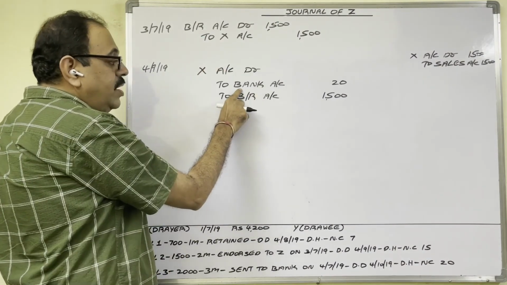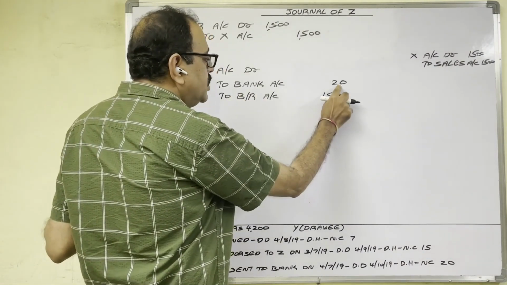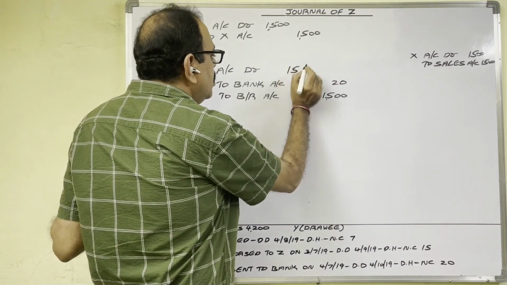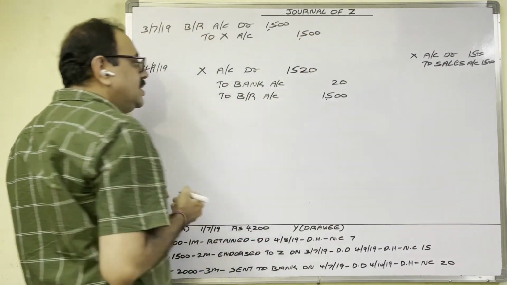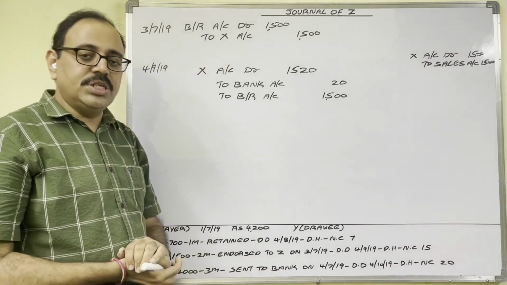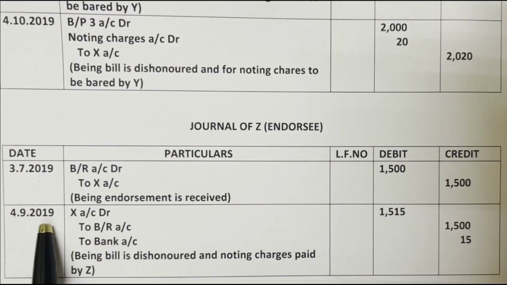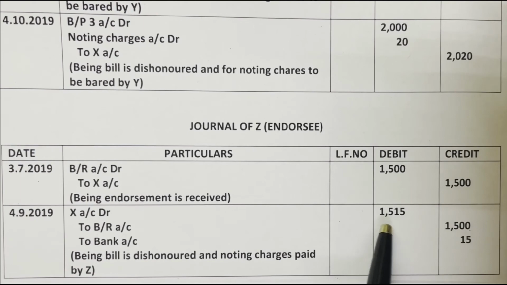Now we demand bill amount plus noting charges amount. Total 1520. X is a debtor for 1520 rupees. 4th September 2019, X account debtor 1520, to bills receivable account 1500, to bank account 20 rupees.